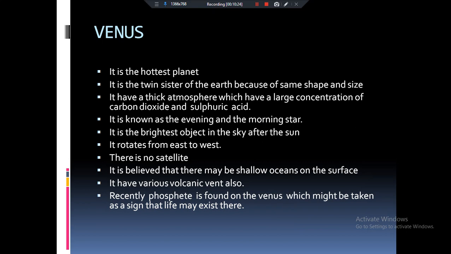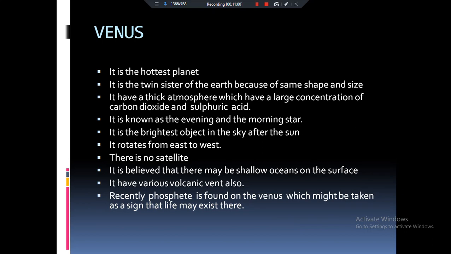Let's talk about Venus, which is also known as the twin sister of the Earth. The main reason for this is that its size, its weight, and the internal structure of Venus are just like those of Earth: a very hot core, then the mantle, and then the rocky crust. There are a large number of volcanic vents on this planet, and it is also believed that there might be a shallow ocean on the surface of Venus.